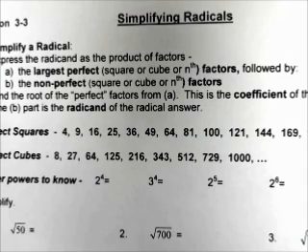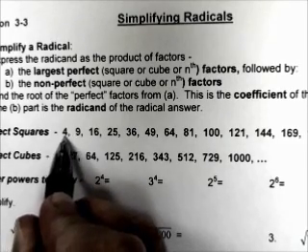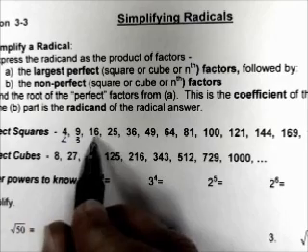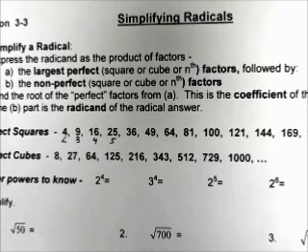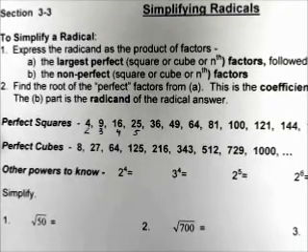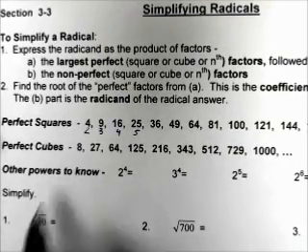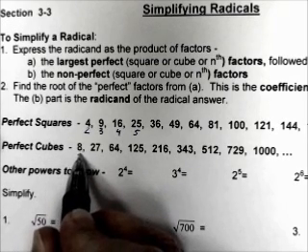Right? Your perfect squares are 4, 9, 16, 25, 36, 49, and so on. Why? Because the square root of 4 is 2, the square root of 9 is 3, the square root of 16 is 4, the square root of 25 is 5, and so on. Perfect cubes are 8, right? 2 cubed is 8, so the cube root of 8 would be 2.